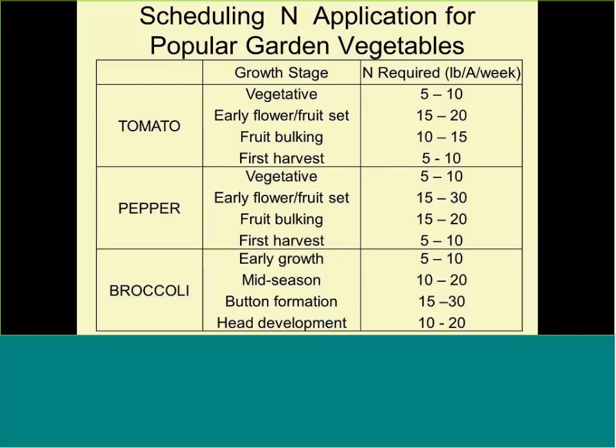I don't want you to grow anymore. I don't want you to give me any more leaves. I just want you to give me the fruits. So it starts 5 to 10, 15 to 20, 10 to 15, and then drops back to 5 to 10. And then same thing for pepper and broccoli.